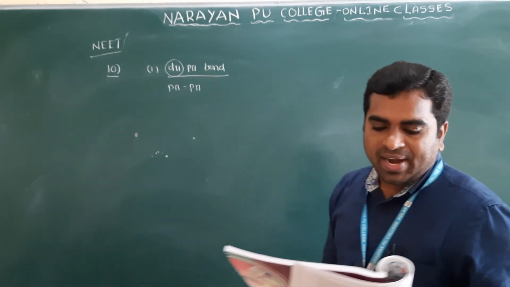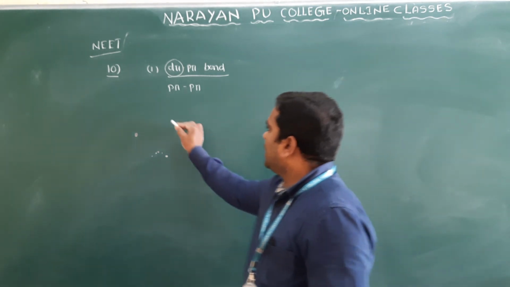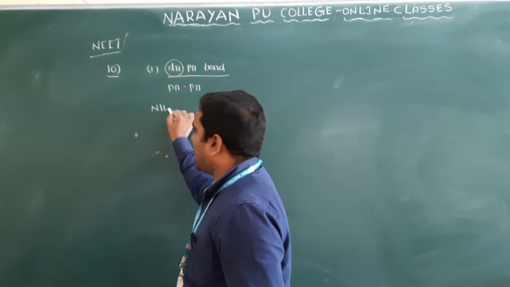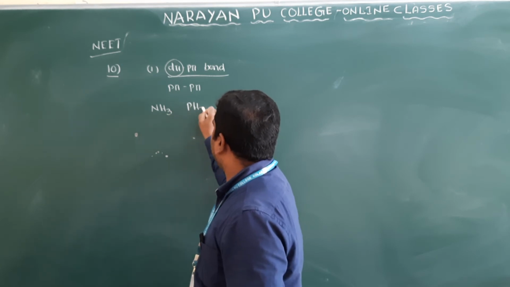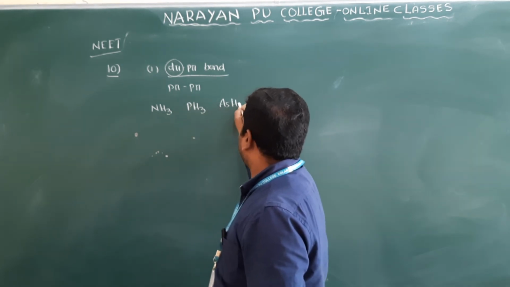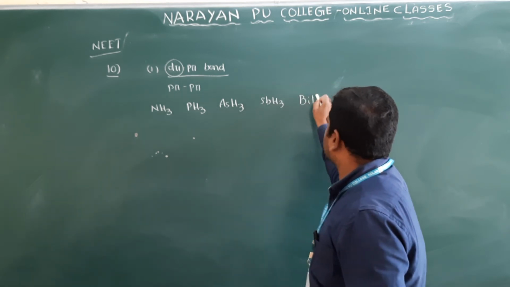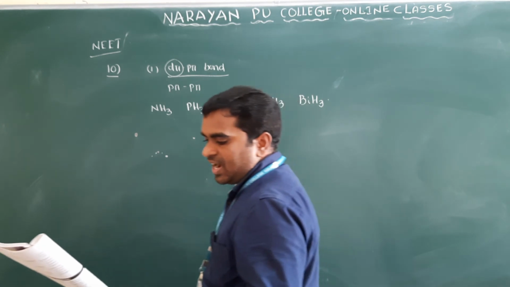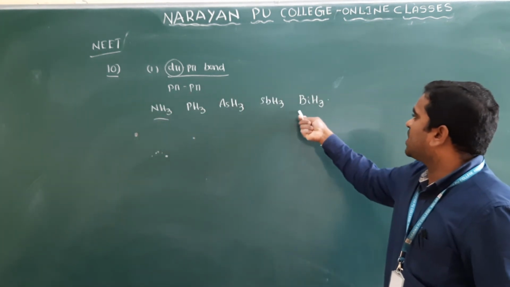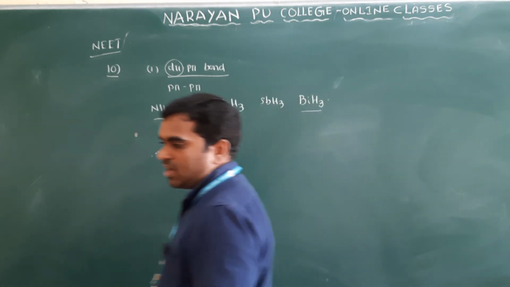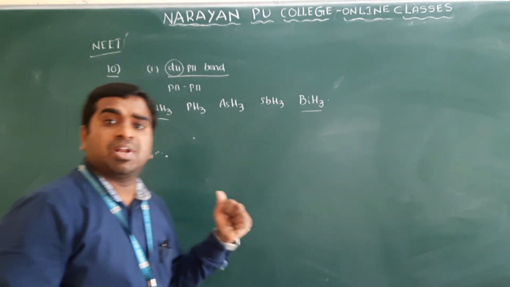The stability of hydrides increases from NH3 to BiH3. Clear? They are asking about the stability of hydrides: NH3, PH3, AsH3, SbH3, BiH3. They are asking whether the stability order increases, meaning NH3 is least stable and BiH3 is most stable. Clear? We already discussed this question also, thermal stability.